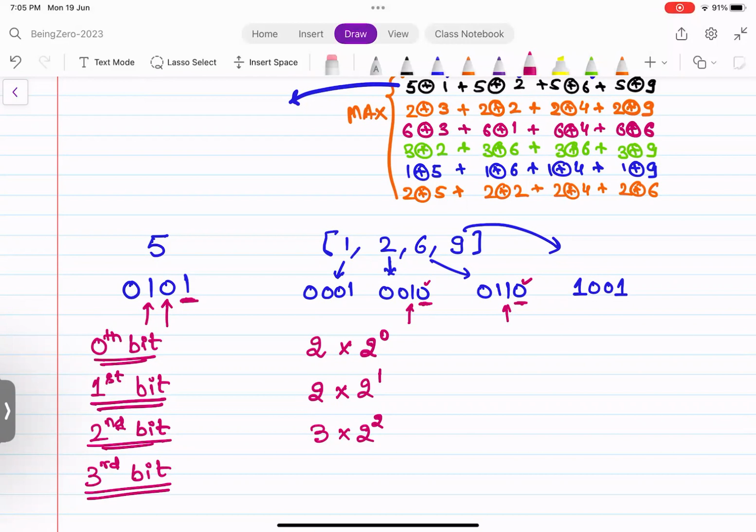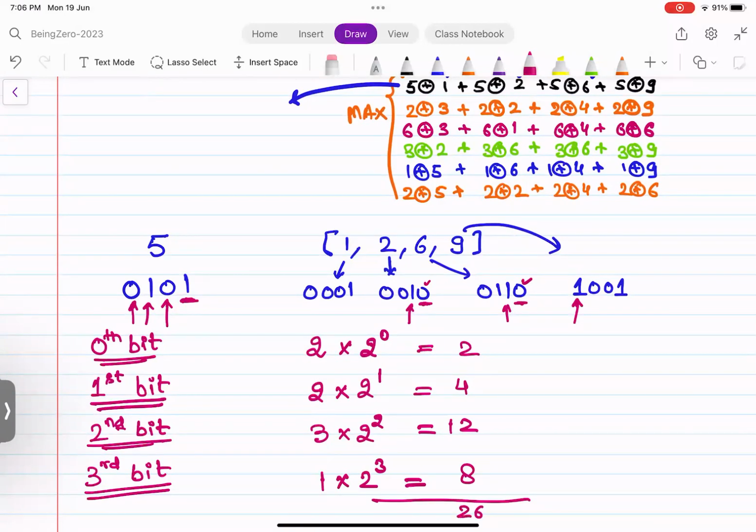And for the third bit, it is not set in 5. Only one number has this bit set. So one number will contribute 2 to the power 3. So this 2 into 1 is 2. This is 2 into 2 is 4. This is 3 into 4, that is 12. And this, 2 to the power 3, is 8. So overall, if you do the summation of 5 XOR all these numbers, it will turn out to be 26.